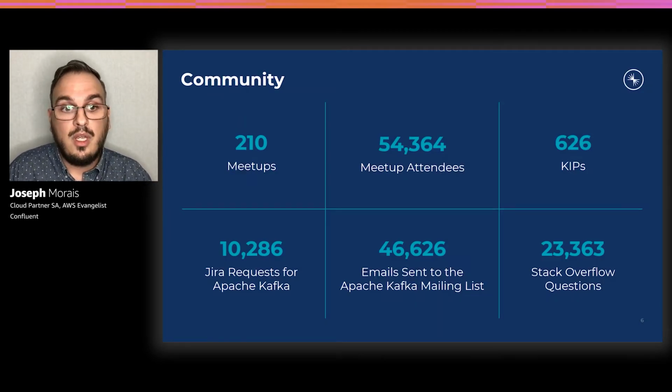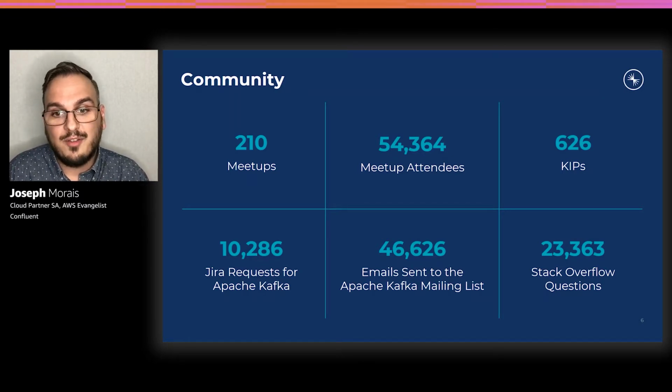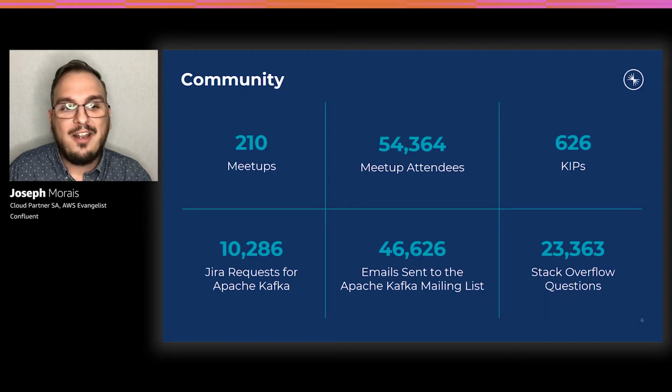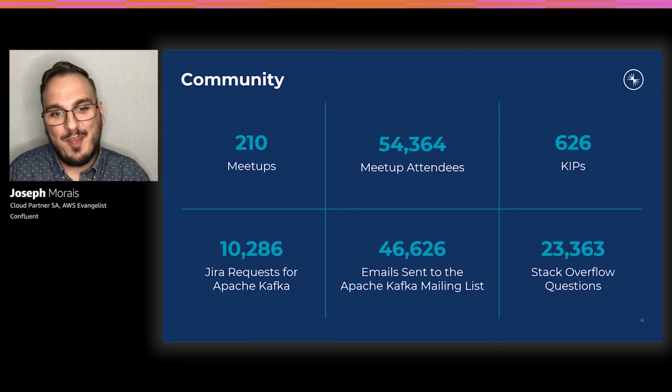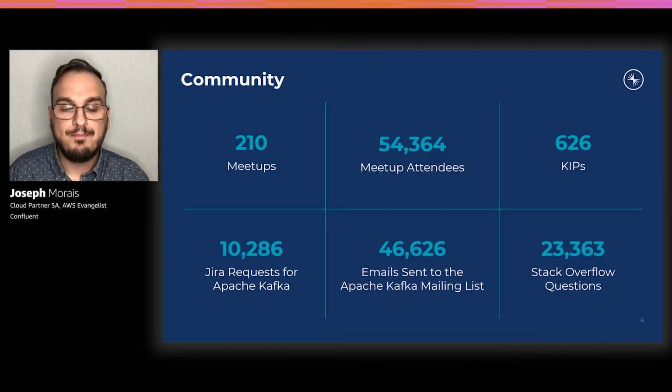Outside of the code, Kafka is also about the community. These numbers really speak for themselves. The community loves Kafka and Kafka loves them right back. For non-Kafka nerds in the audience, a KIP is a Kafka improvement proposal, which is used to submit propositions for major changes to open source Kafka.